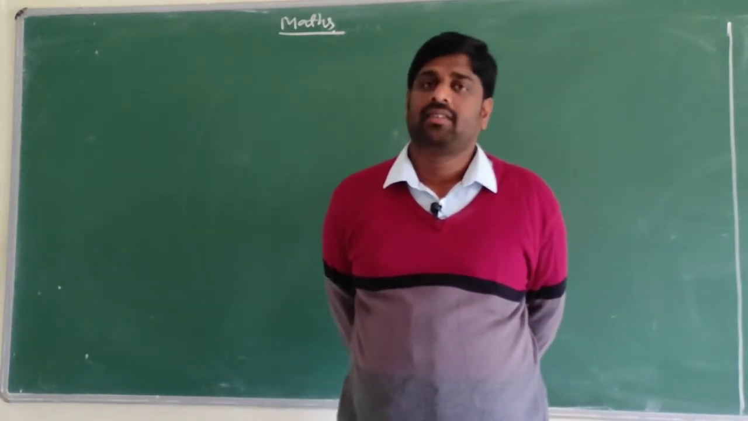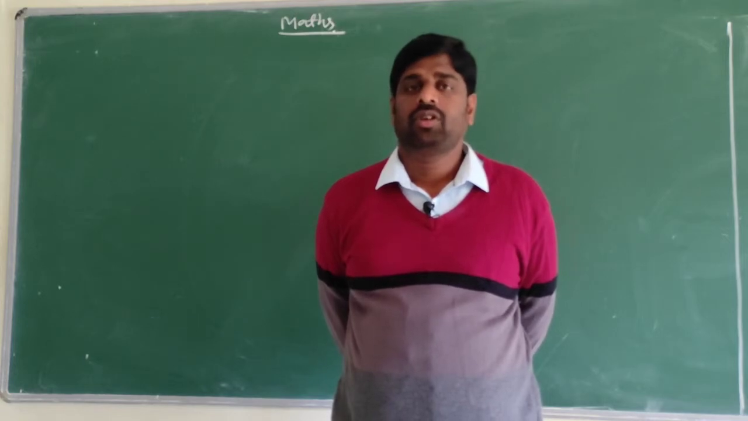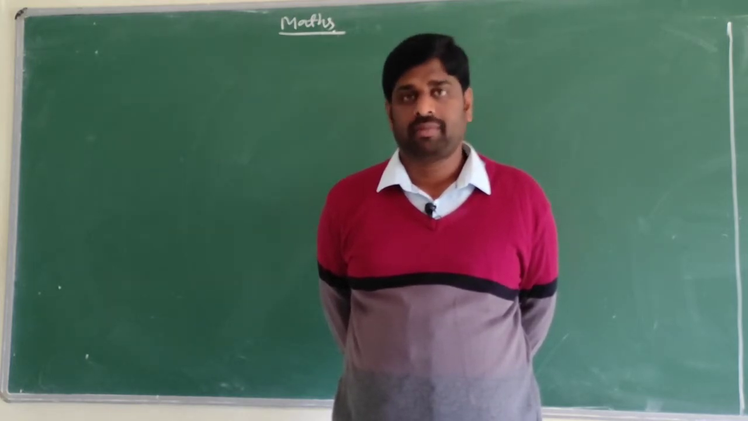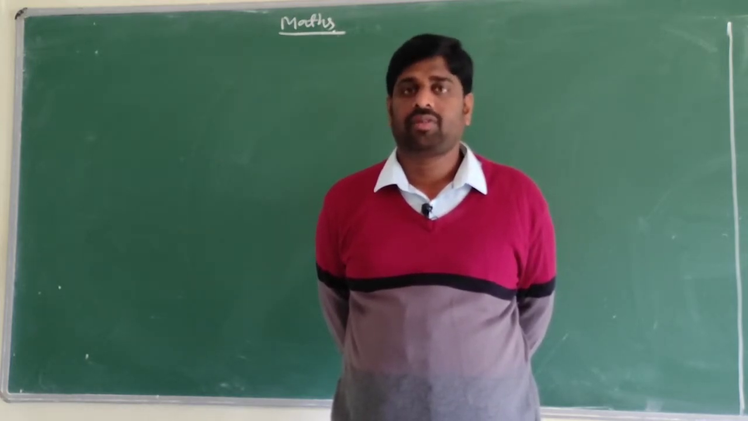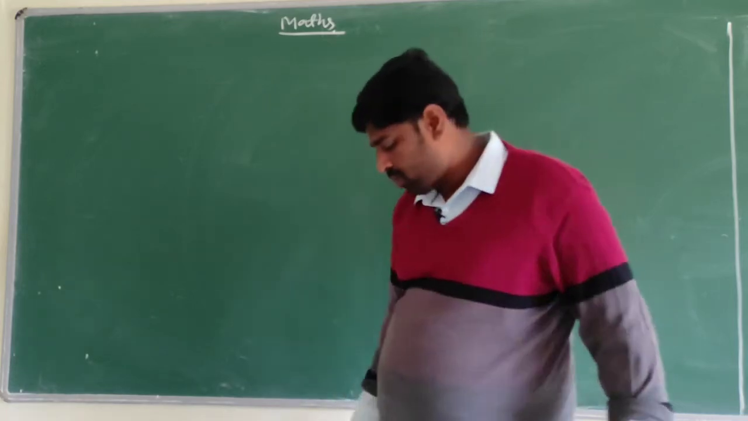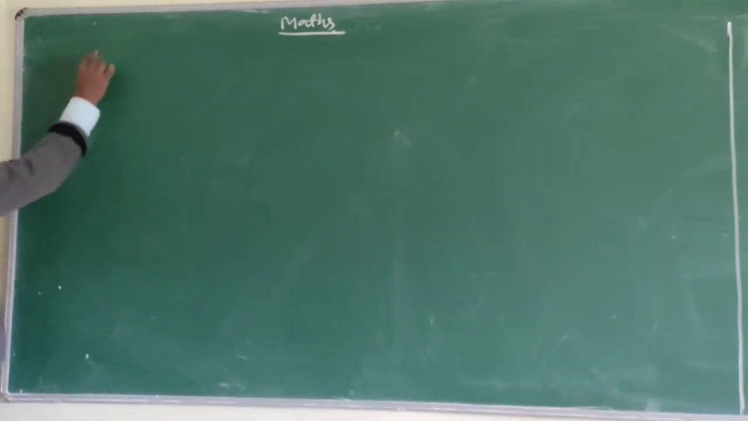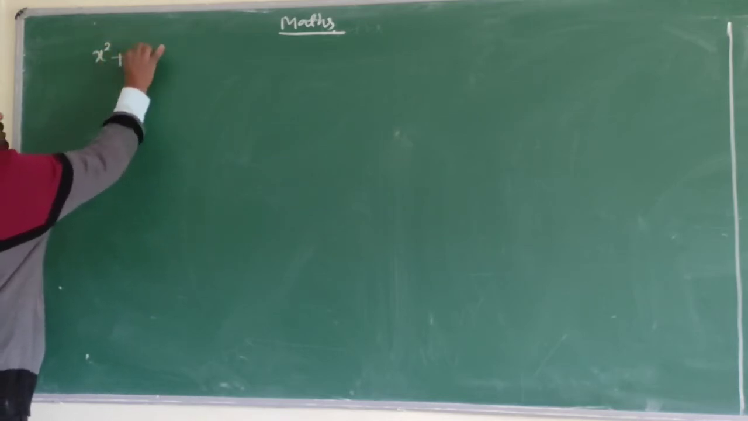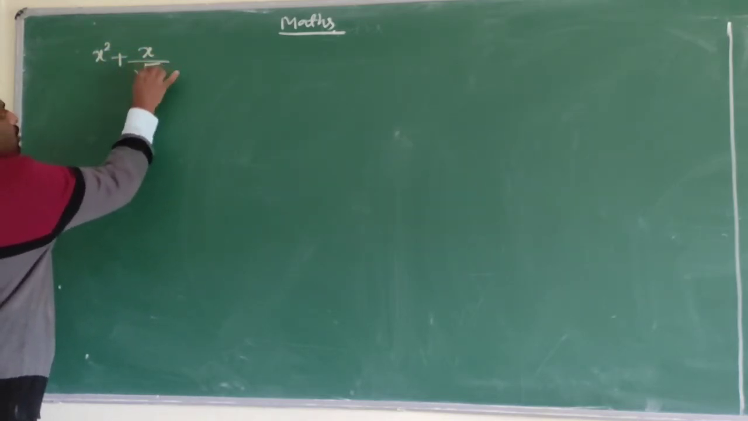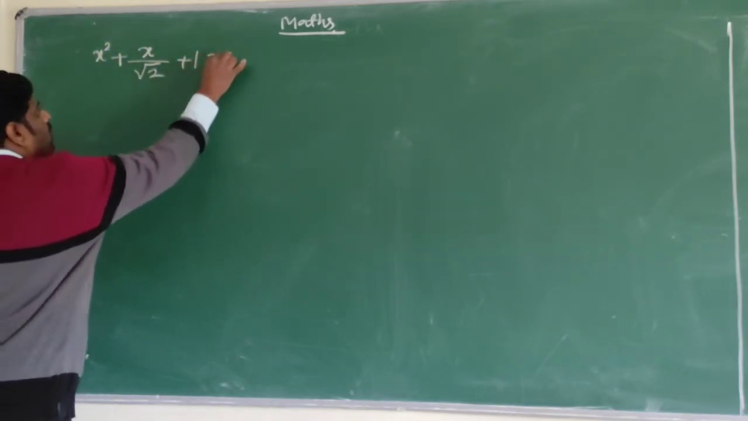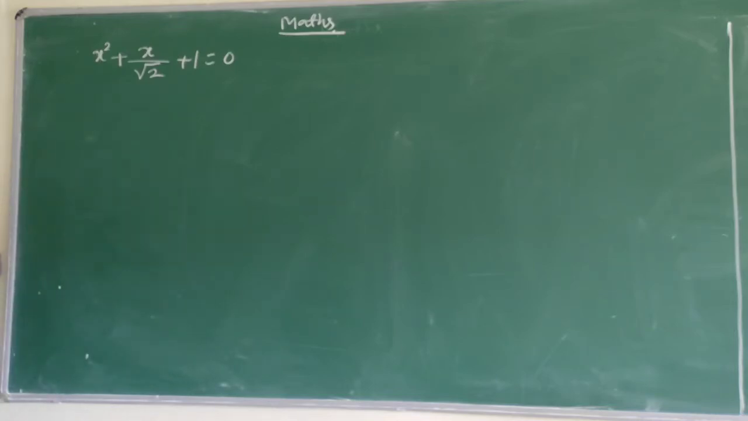So in the last session I already discussed problems on complex numbers. In those problems, one problem is remaining. That problem is x square plus x divided by root 2 plus 1 equals 0.